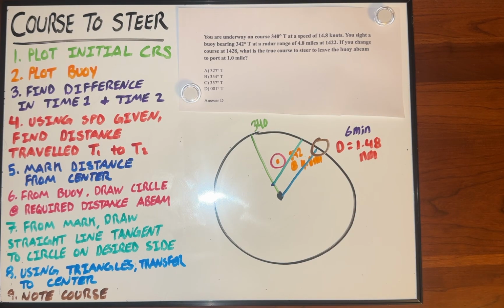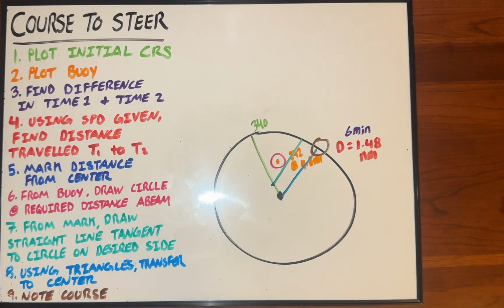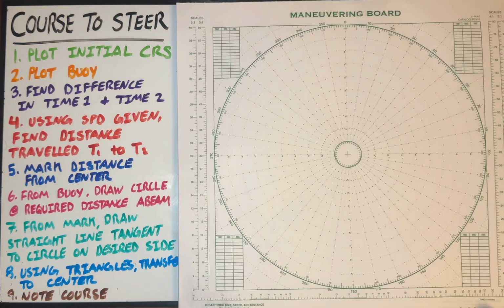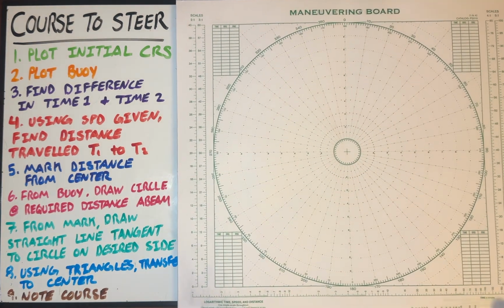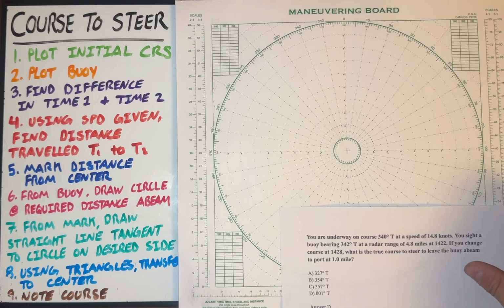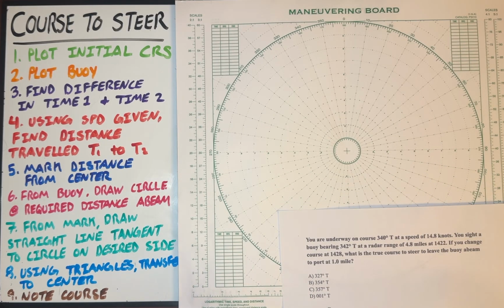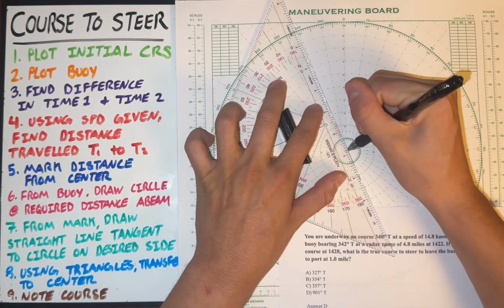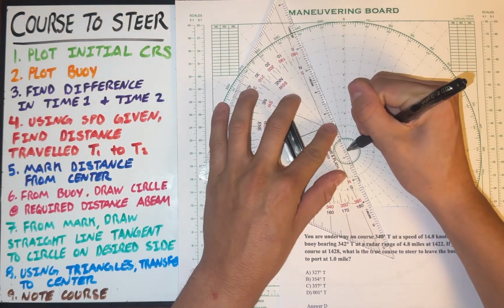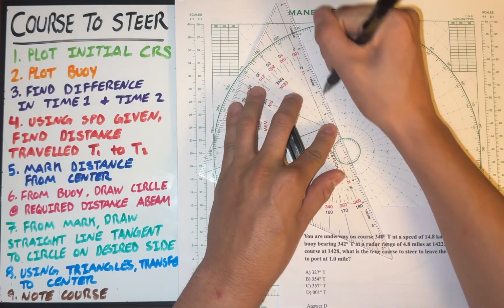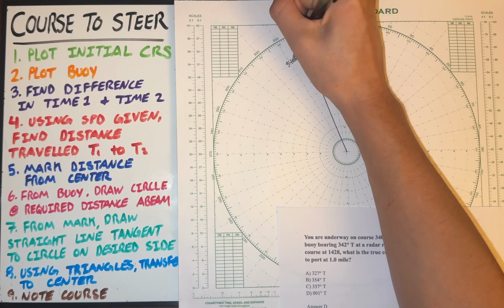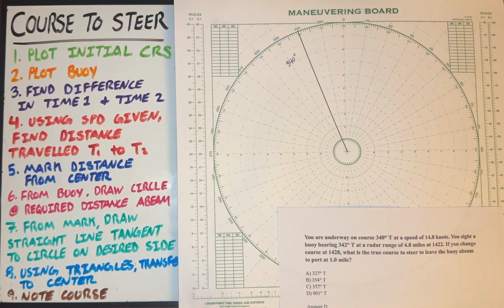I'll try and do it as best I can on a maneuvering board right now. So it's going to look a little bit bunched up because the scale is a bit hard to portray accurately on here, but we have an initial course of 340. Be as accurate as you can. We always want to label everything. So this is 340.